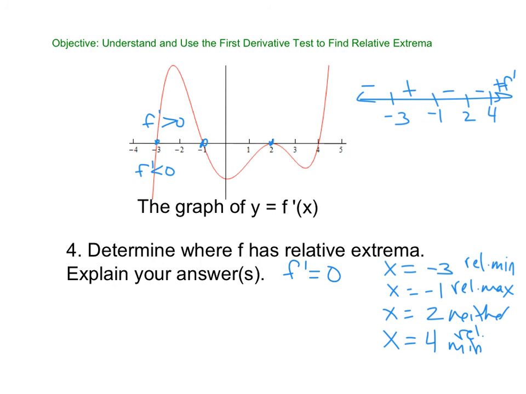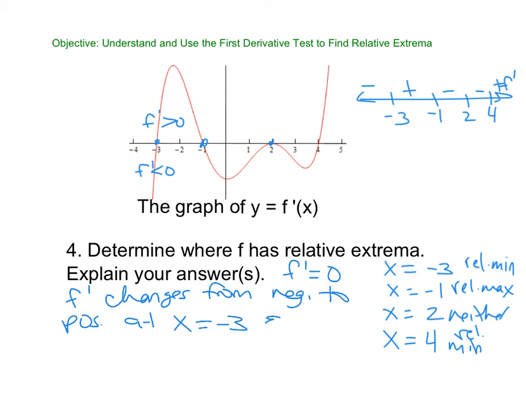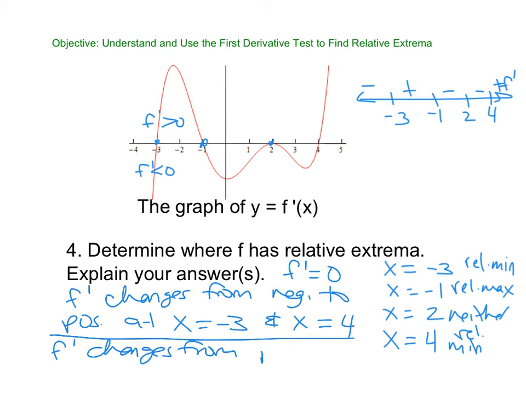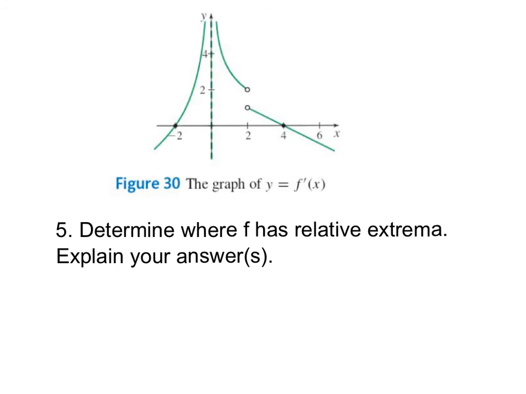Because f prime changes from negative to positive at x equals negative 3 and x equals 4. F prime changes from positive to negative at x equals negative 1. Right? And it stays negative at 2, so it doesn't change. All right, same idea. How about this one?